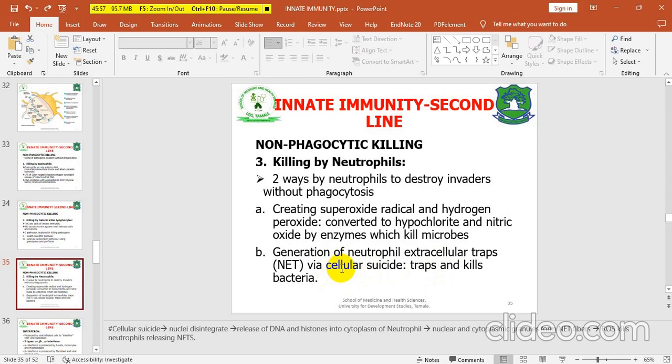So the neutrophils kill microbes by free radicals, that's hydrogen peroxide, superoxide radical, or hypochlorite, or nitrite radical, or by cellular suicide.